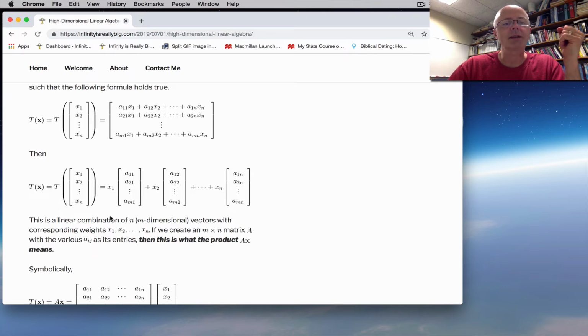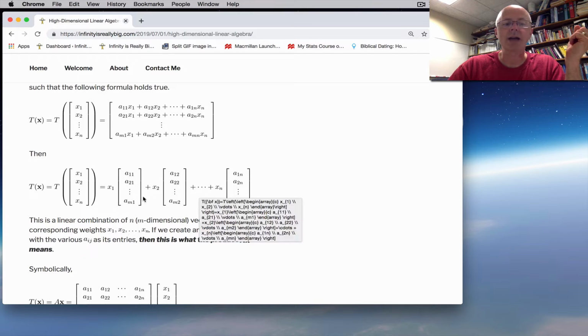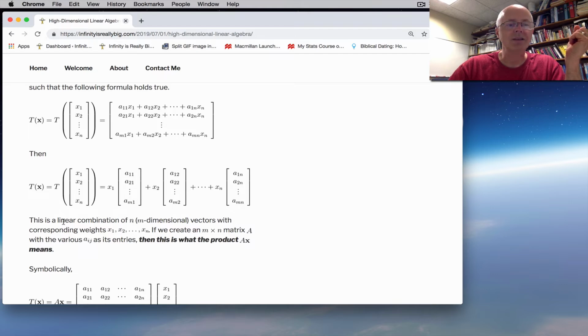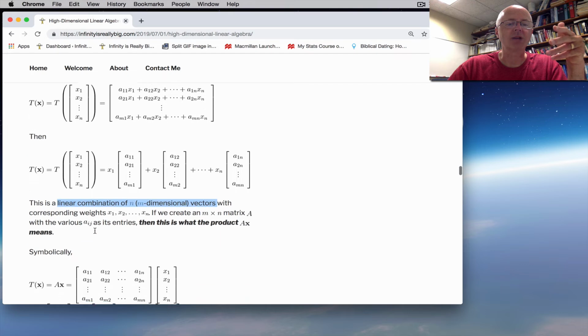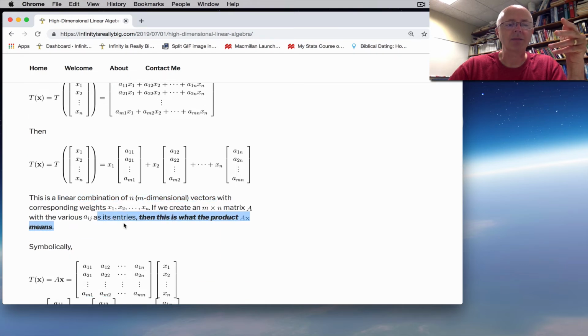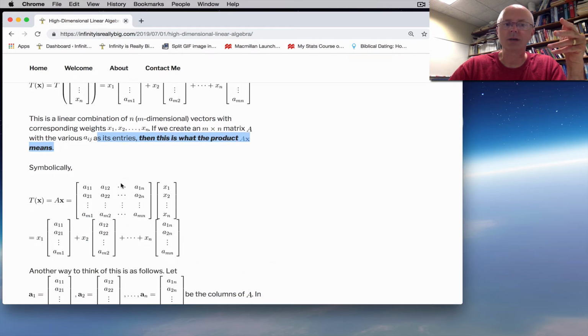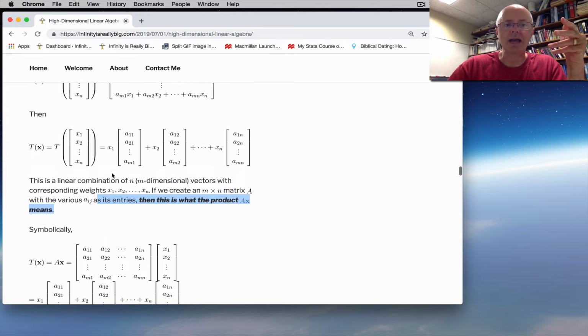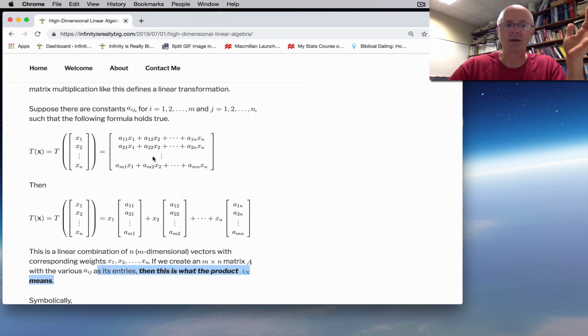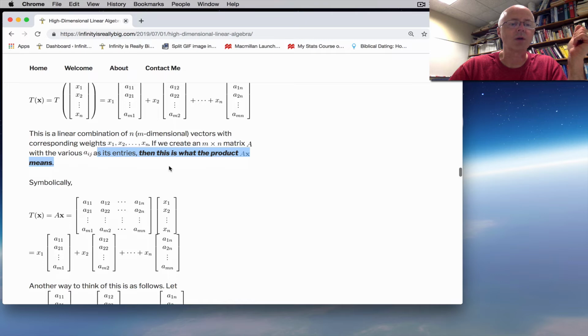Notice that this output can be thought of as a linear combination, where you've got these weights, x1, x2 through xn, of some column vectors that are m-dimensional. It's a linear combination of n m-dimensional vectors with these corresponding weights. And by what we talked about with matrix multiplication, that's what the product capital A times x is, where capital A represents this matrix here. These little a's that represent the coefficients of the x's up here go in the matrix.